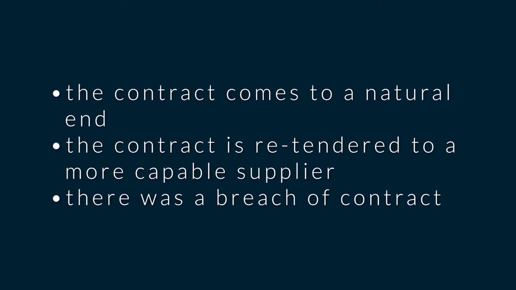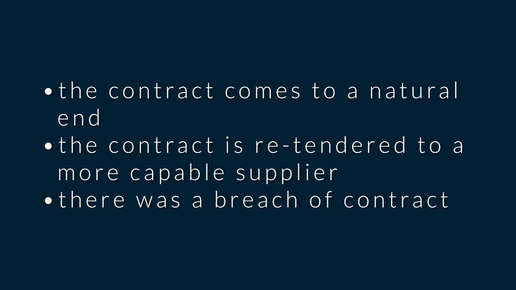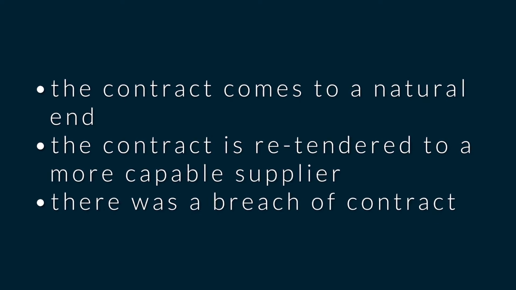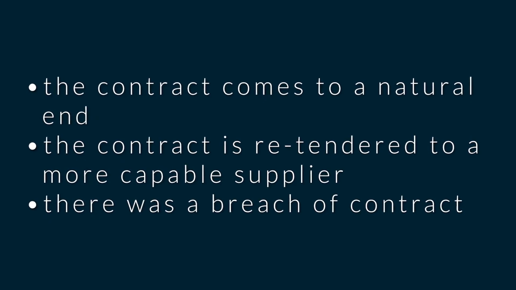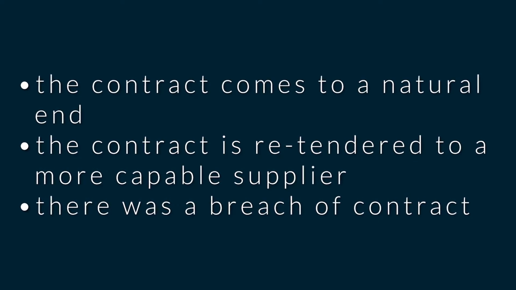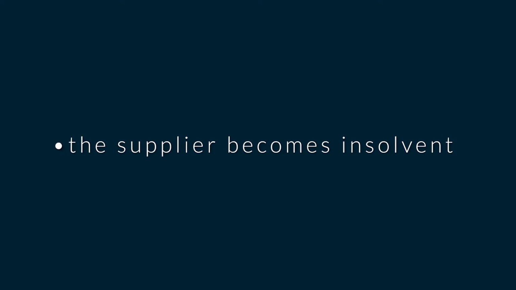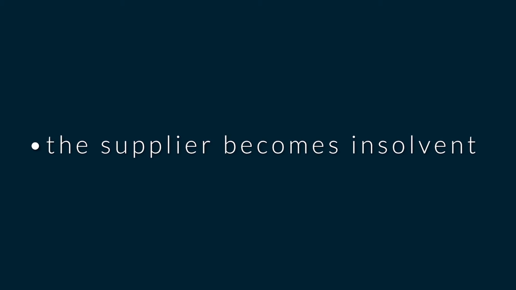To sum all that up, you need to remember that the buyer-supplier relationship is not going to last forever. Some of the reasons why this relationship can come to an end include the contract coming to its natural end, the contract being tendered to a more capable supplier, or a breach of contract. A breach of a major term will definitely end the contract. And finally, the supplier becomes insolvent.